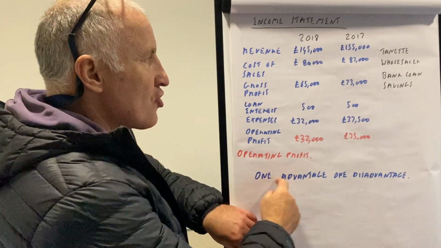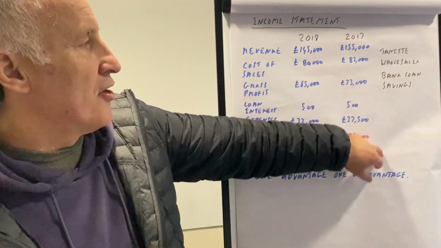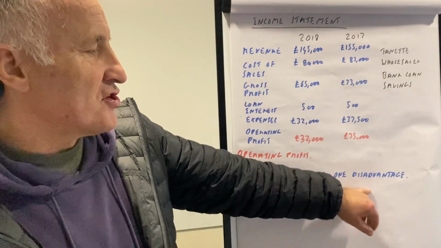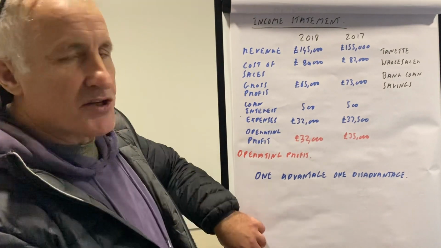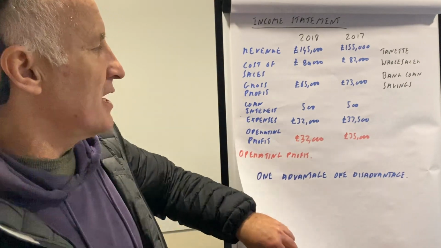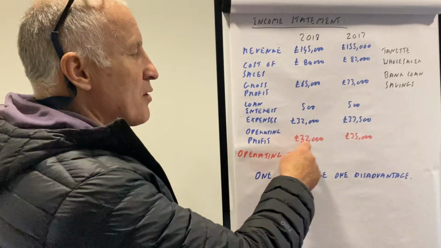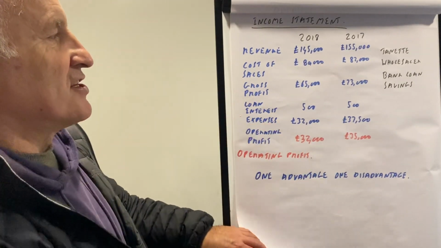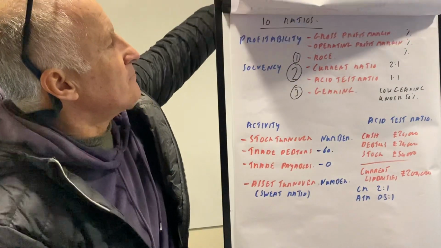One advantage of an income statement is here you might want a bank loan. One disadvantage of an income statement is that it's not a balance sheet. It won't tell us the net worth of the company. It won't tell us about the liquidity of the company, and also won't tell us about the gearing of the company. But it will tell us how much profit we're making, and it will tell us, in this case, whether or not we can service a loan or not.